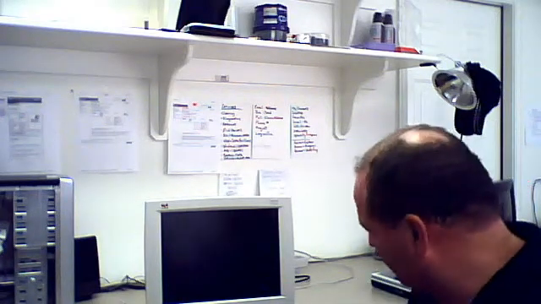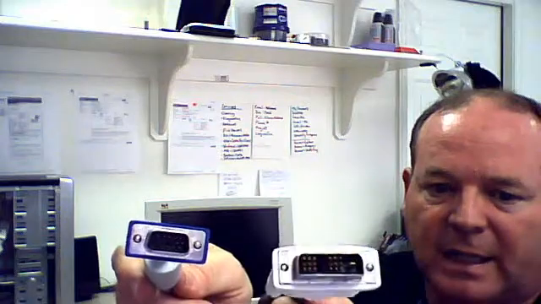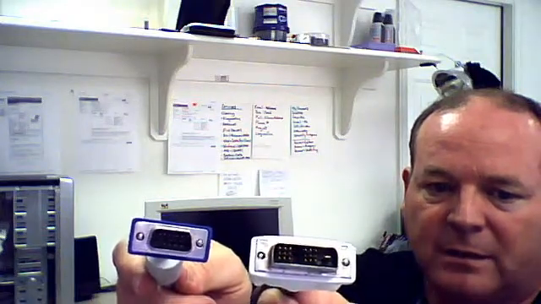Wanted to talk about the different kinds of connectors that are on your LCD monitor. This is the older style. It's called a VGA connector. It's rather small. It has three rows of pins. This is the newer style. This is called the DVI. The DVI is a little bit wider.